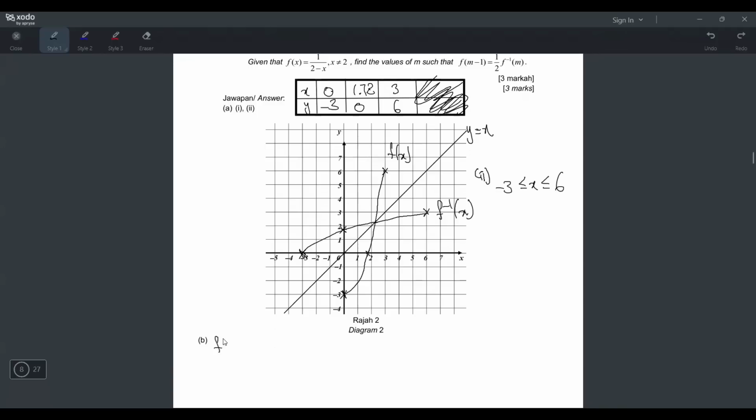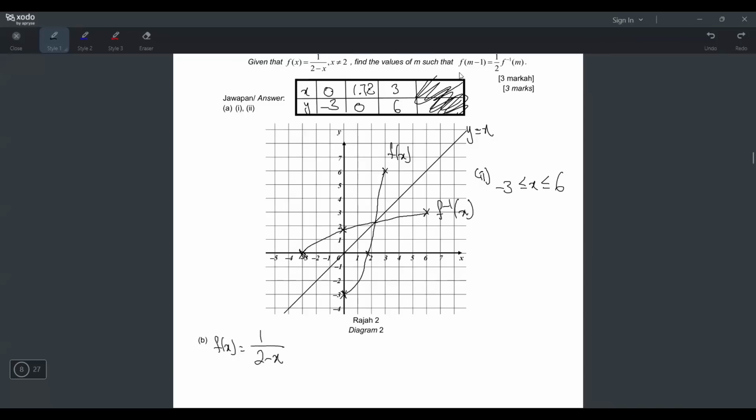So I will write down the information. f(x) equals 1 over 2 minus x, and they say x cannot equal 2. Yeah, because this one is the undefined case. If x is 2, 2 minus 2 is 0, you can't divide by 0, right? But this one you don't have to write in your working later. The undefined case, no need to write in your working.